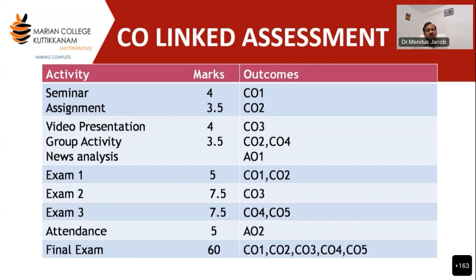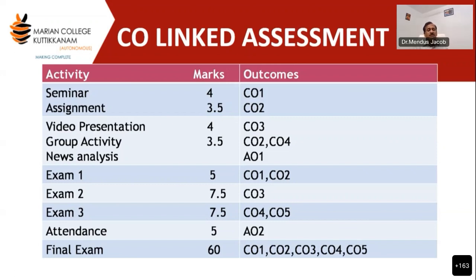Similarly, even for a seminar or assignment, whatever activity you are giving to the students, you can map it to more than one outcome. That is possible. As I mentioned earlier, I'm just demonstrating a very simple model. Here, the group activity you can map to CO2 and CO4, and again you can have a weightage there. Suppose group activity is mapped to CO2 with a weightage of 3, whereas to CO4 with a weightage of 2 or 1. It is also possible.